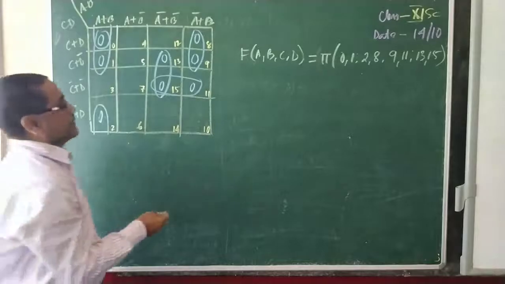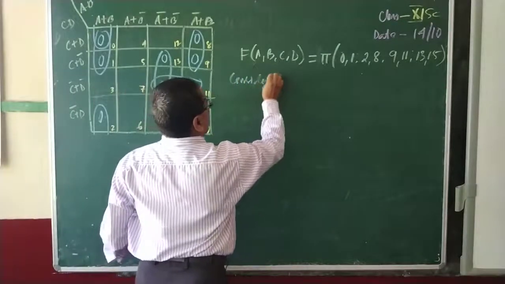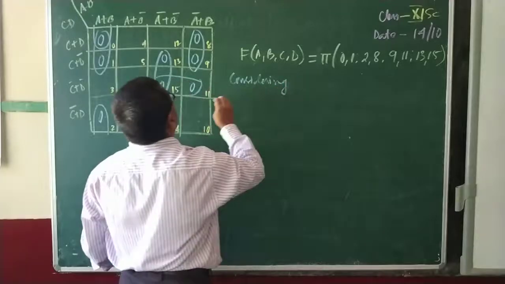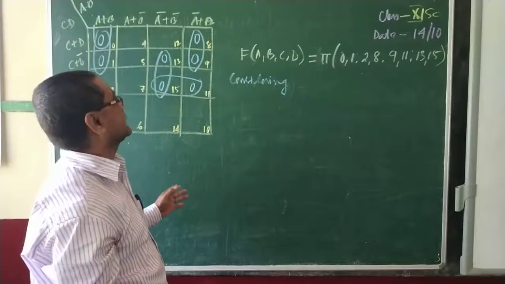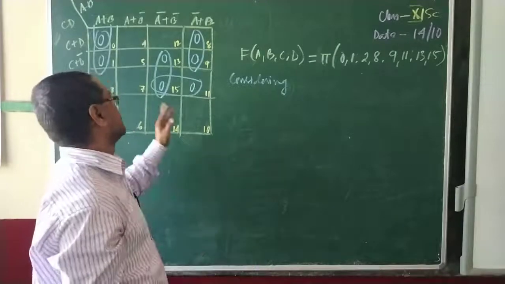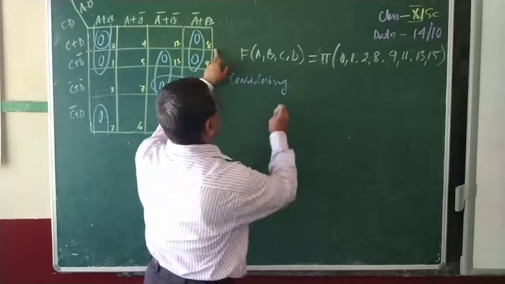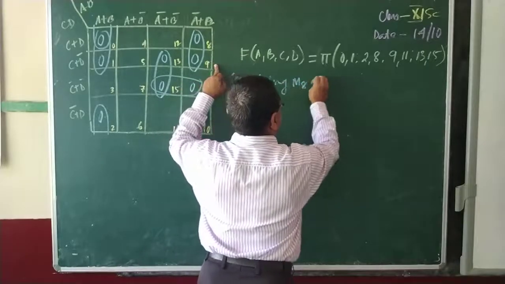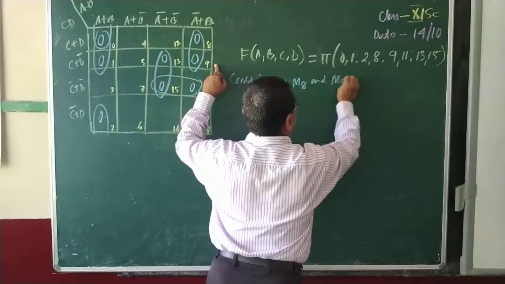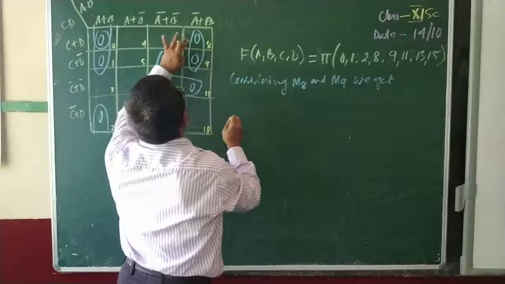Now we will be writing. Considering that this is a product of sum, if you take quads and octets, it takes a little bit of time to rearrange the elements. If you have a pair, it is very easy that way. Now first we will be doing this, considering M8 and M9.